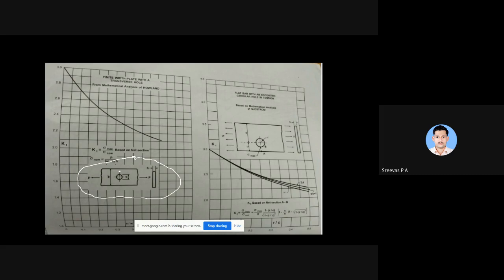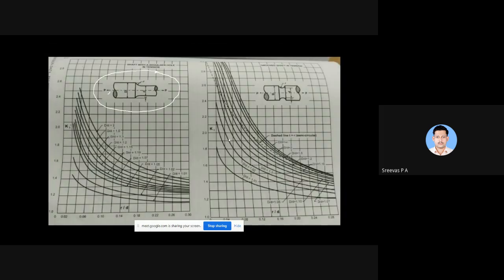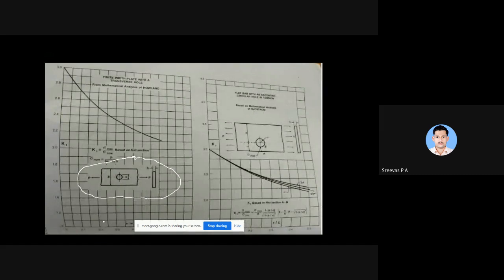A/W value is very simple. What is it? It is 12. Okay, it is 60. So 12 divided by 60, 1/5, 0.2. So go to that curve. Note this 0.2. Go upward to where it meets this point. Find out this value. This is the KT value. What does it come to? It is 2.5, isn't it? Clear?